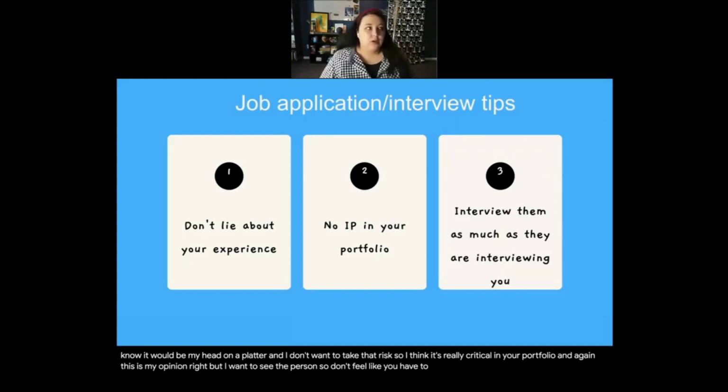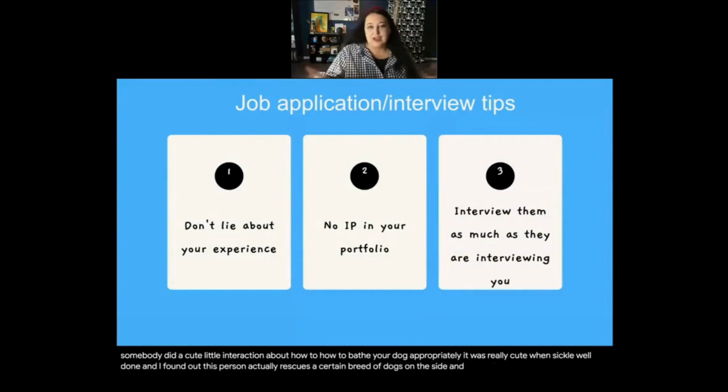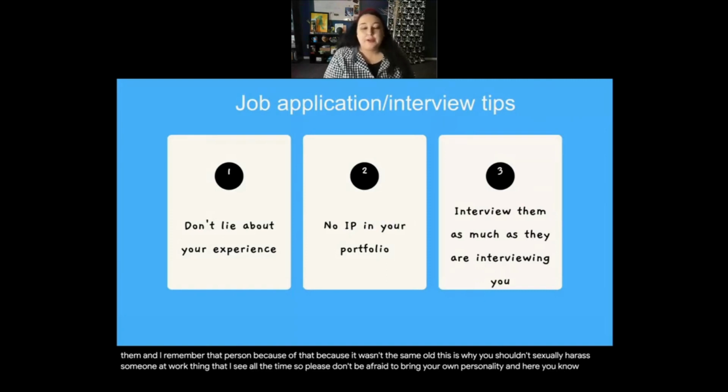I reviewed a portfolio the other day where somebody did a cute little interaction about how to bathe your dog appropriately. It was really cute and whimsical, well done. And I found out this person actually rescues a certain breed of dogs on the side and volunteers and helps match them. And I remember that person because of that, because it wasn't the same old, this is why you shouldn't sexually harass someone at work thing that I see all the time. So please don't be afraid to bring your own personality in here. It's very refreshing to see. It stands out in a good way.